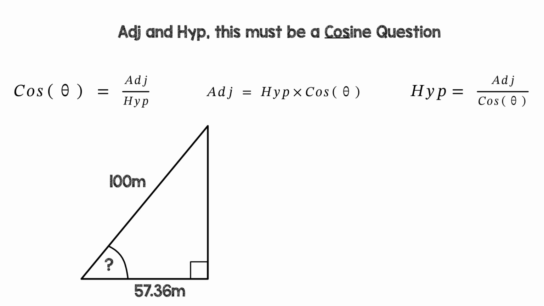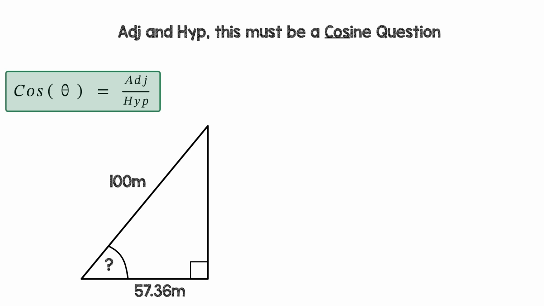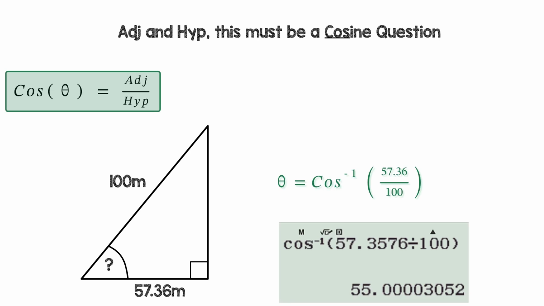Now we're still interested in the adjacent and the hypotenuse, so this is still a cos question, but we're finding the angle, so it's going to be inverse cos. It's always an inverse trig function to find an angle. So the angle is cos to the minus 1 or shift cos of the adjacent divided by the hypotenuse.